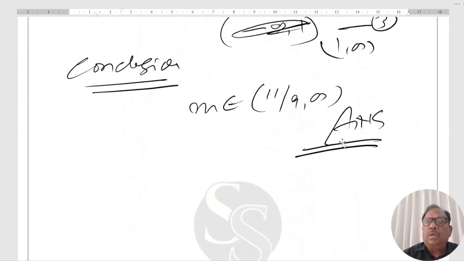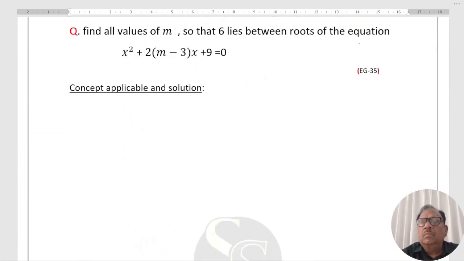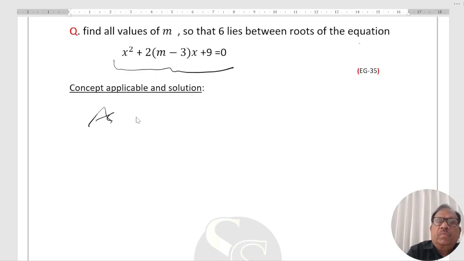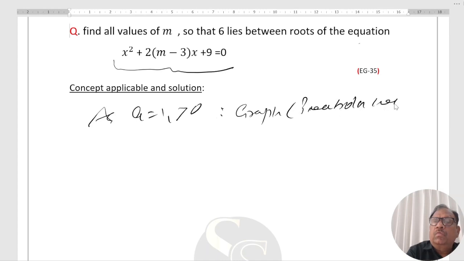Right? Next question. Question is find all the values m so that 6 lies between the roots of the equation. Equation is this. Condition is as a equal to 1, which is greater than 0. Therefore, graph parabola will be upward.